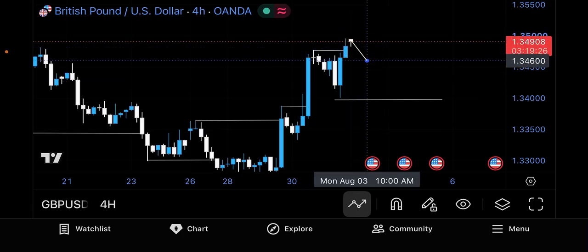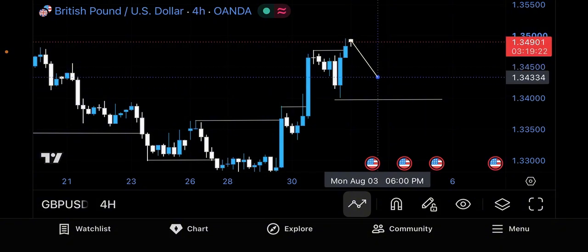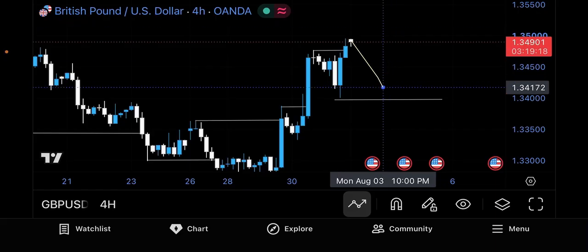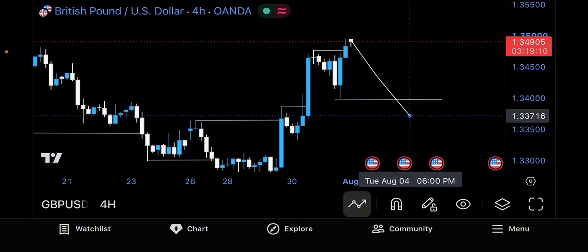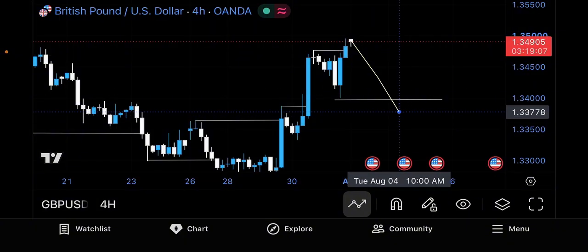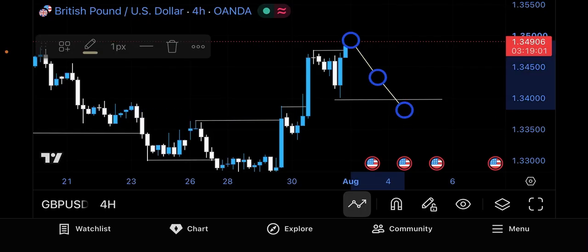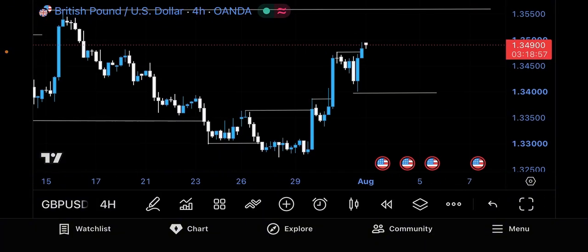We definitely need a pullback into this level or this level, then a continuation. But currently we don't have a pullback yet. Until we get that pullback, price is still bearish. But if price decides to come back and invalidate this structure, that means our 4 hours time frame has switched from bullish to bearish. But currently we are bullish. Now let's jump down to the 15 minutes time frame and see what price is doing.